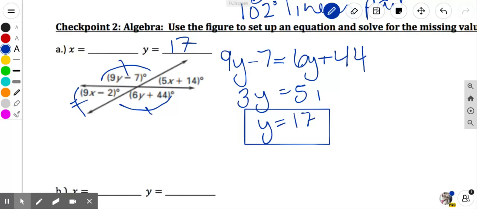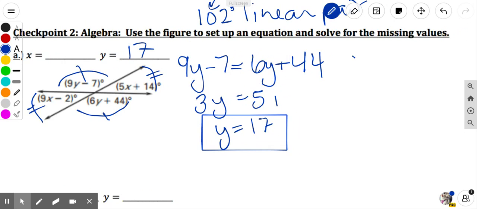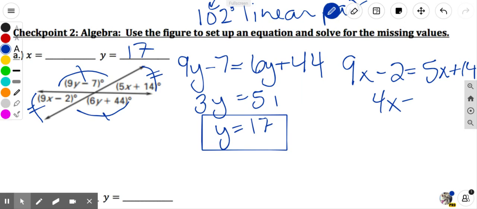Okay, let's look at the x's. Same thing with the x's. They're opposite each other. They're vertical, which is also equal. So again, we're going to set those equal to each other. So we're going to have 9x minus 2 equals 5x plus 14, and solve for x. I'm going to subtract 5x from both sides, add 2, so x is 4.